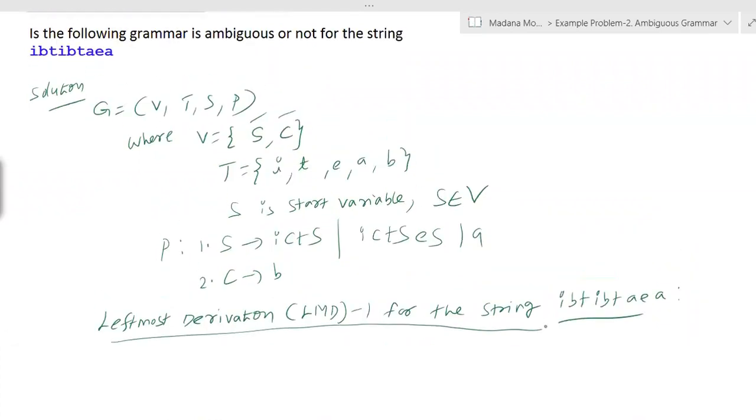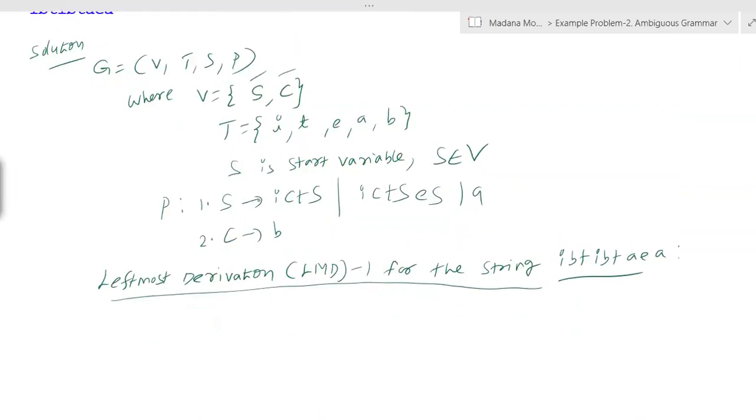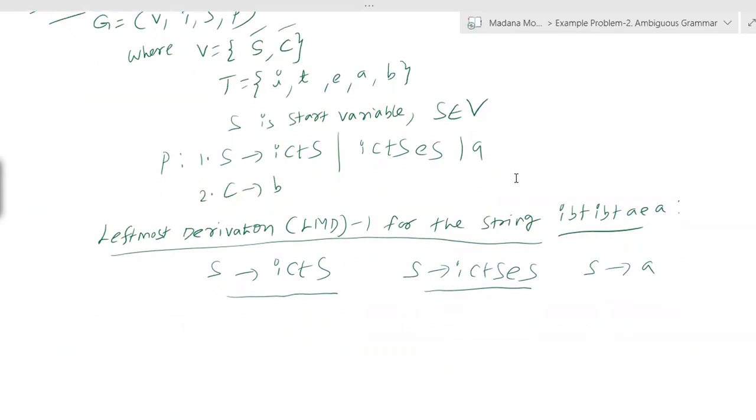Same as previous problem, here you can start with starting variable production. See here we have S derives ICTS, S derives ICTS ES, S derives A. So you can use either first one or second one. Third one we can't use directly. Why? Because whenever you take S derives A, only one terminal is derived. But your string is IBT, IBT, AEA. So first you can start with first production, then second leftmost derivation start with second production.